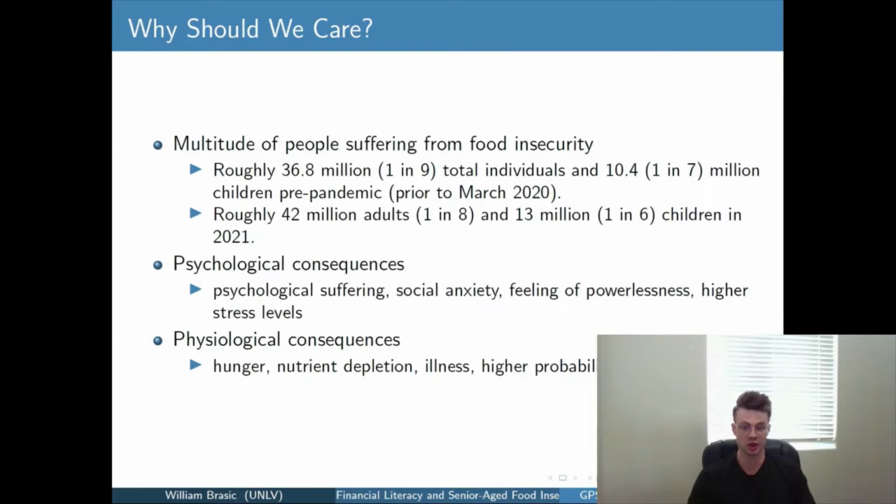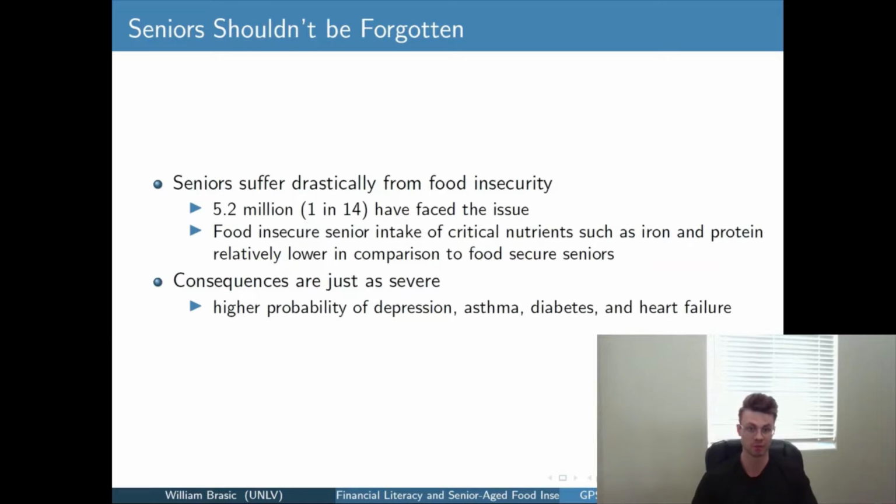Why should we care? Like I said, it's a term that gets thrown around a lot, but people don't really know how prevalent it is in America and in the world in general. You can see 36.8 million total individuals and 10.4 million children pre-pandemic suffered from it. And then just in 2021 alone, we had 42 million adults and 13 million children. There are various psychological consequences, such as social anxiety, and various physiological consequences, such as hunger and higher probability of asthma, just to name a few.